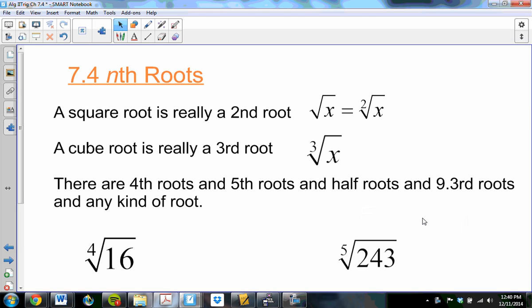7.4 is on nth roots. I still haven't eaten. A square root is really a second root.